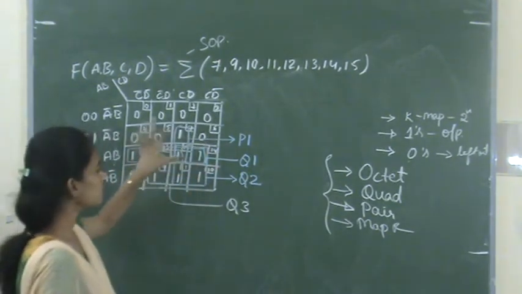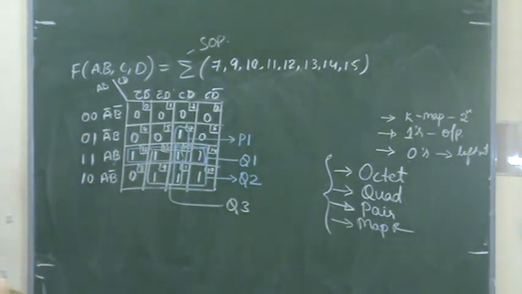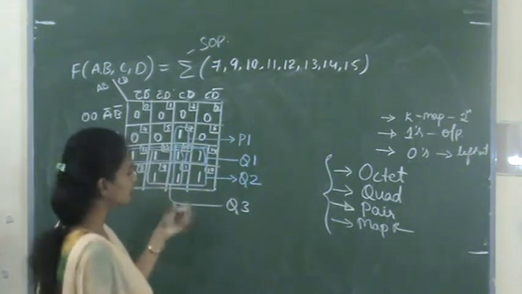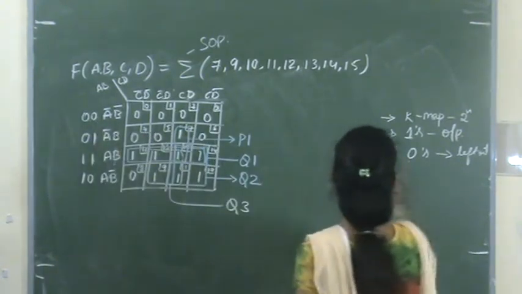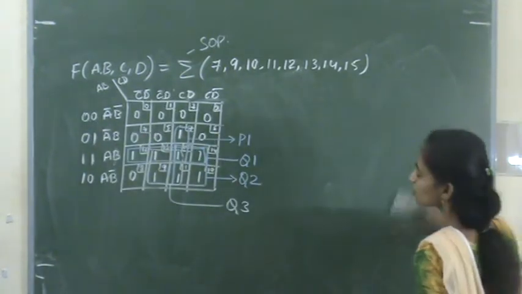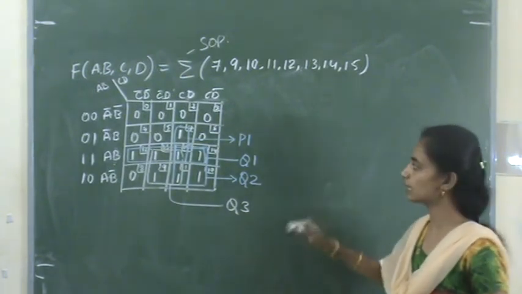Okay. So now I have encircled the ones. Is there any redundant group here? If there is any redundant group, just remove that redundant group. But here there is no redundant group, right? So now I have to write the final expression.